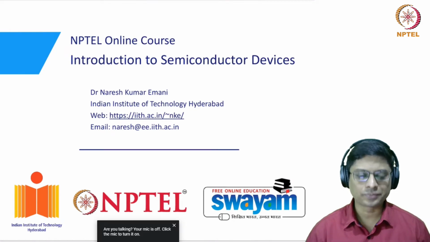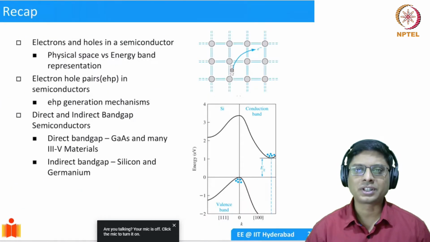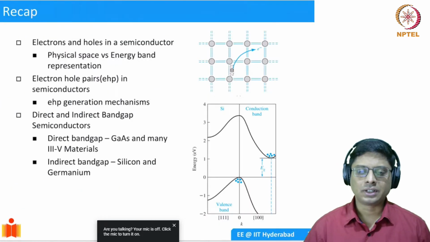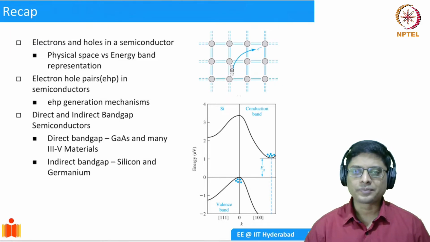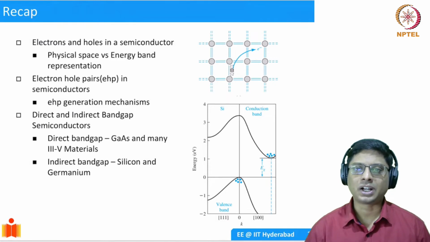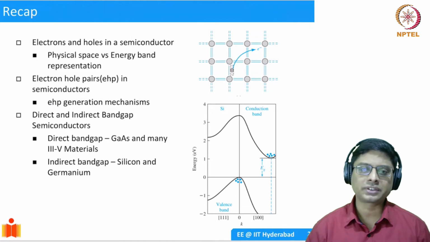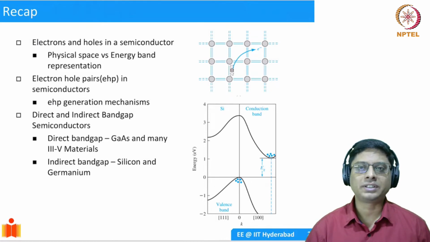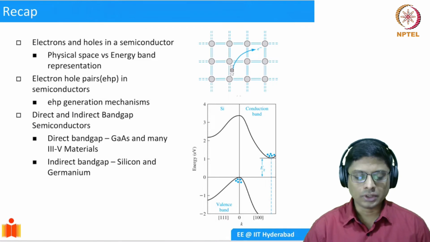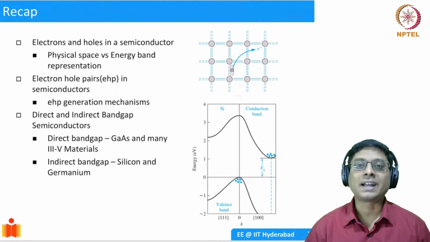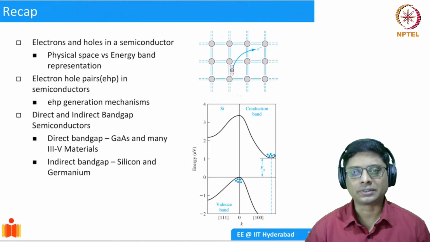This is lecture 4. In the last lecture, we were talking about how we can visualize a 2D bonding model, which shows you how silicon atoms are bonded in a lattice. And then after that, we talked about how electron hole pairs are produced by various generation processes. And in the end, we covered the differences between direct and indirect band gap semiconductors. So today, we will try to understand more about carrier properties in semiconductors.